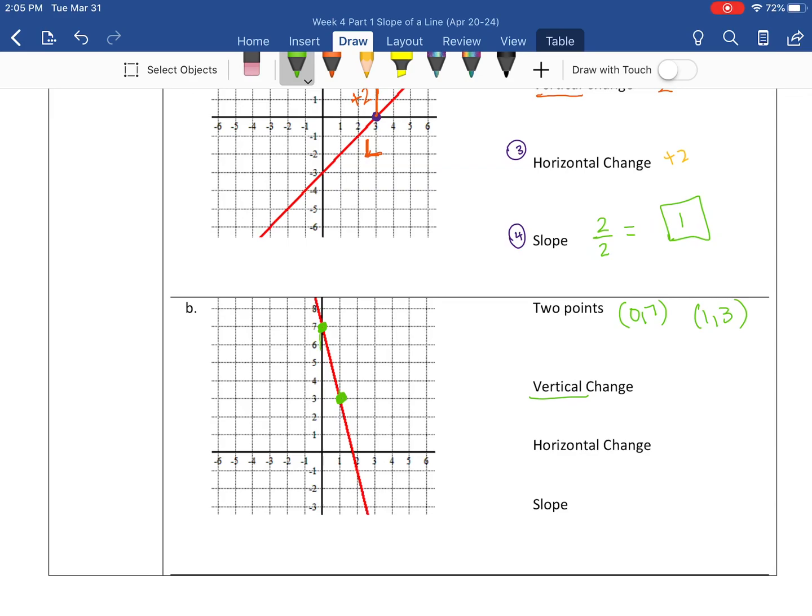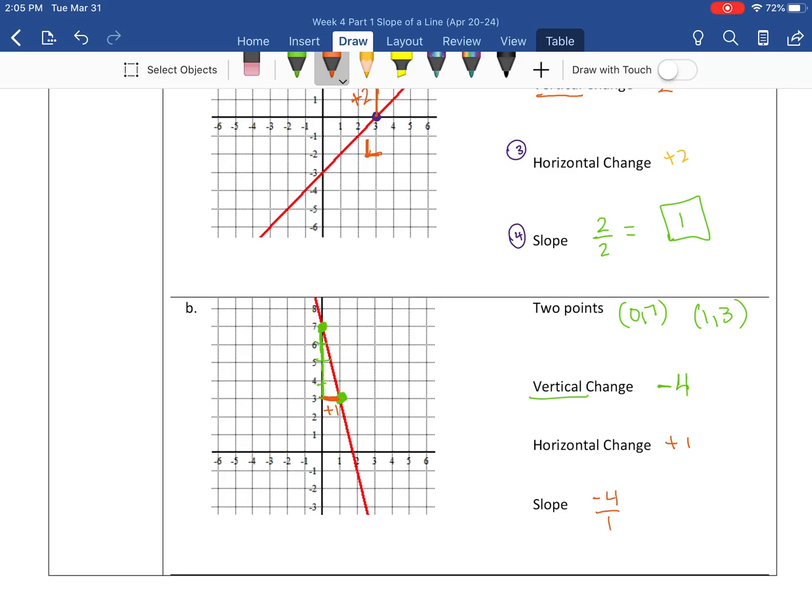For my vertical change, it looks like we need to go down. So down 1, 2, 3, 4 squares. And since it's going down, it's going to be a negative 4. So we went down 4 squares, and then for our horizontal change, it looks like we just have to go to the right 1 square.